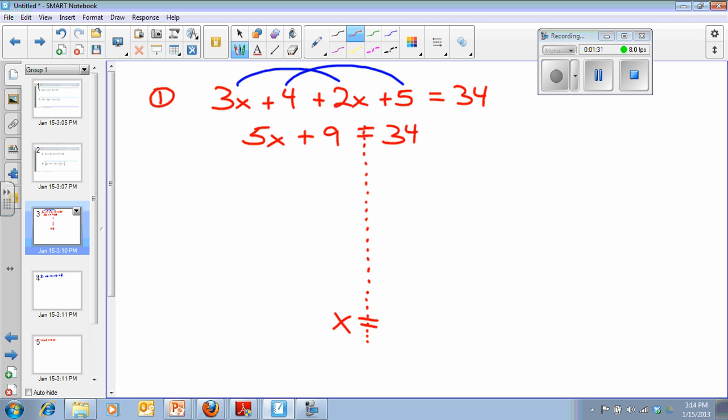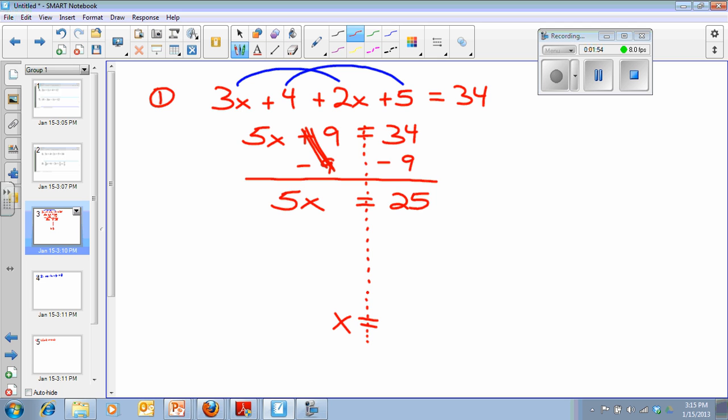So what's the opposite of a positive 9? Negative 9. We must do that on both sides of the equation. Here's my sum line. 5x and nothing is 5x. Remember, positive 9, negative 9 go away. And what does this equal? Well, 34 positives, take away 9 negatives, that leaves me a total of 25 positives.